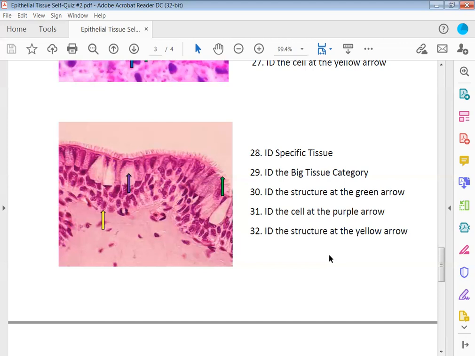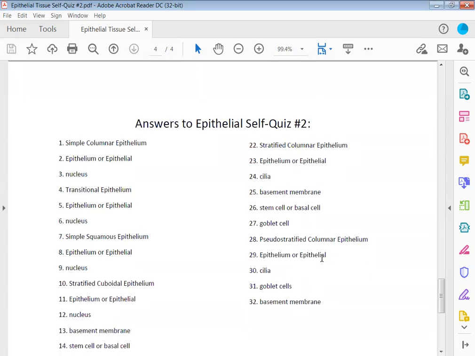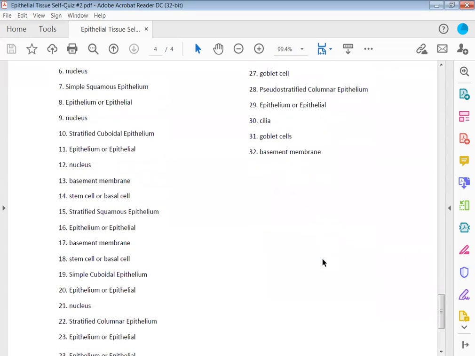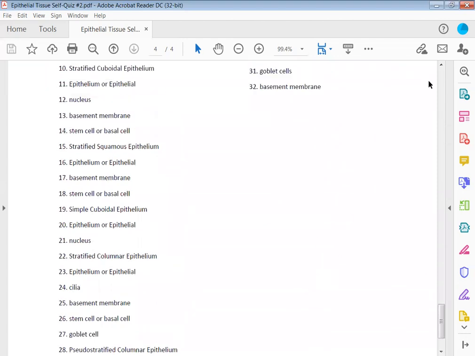Number 32, the structure at the yellow arrow is the basement membrane. And then we have the answers. I will try to attach this to the video. But now let's go back and discuss how we got those names.